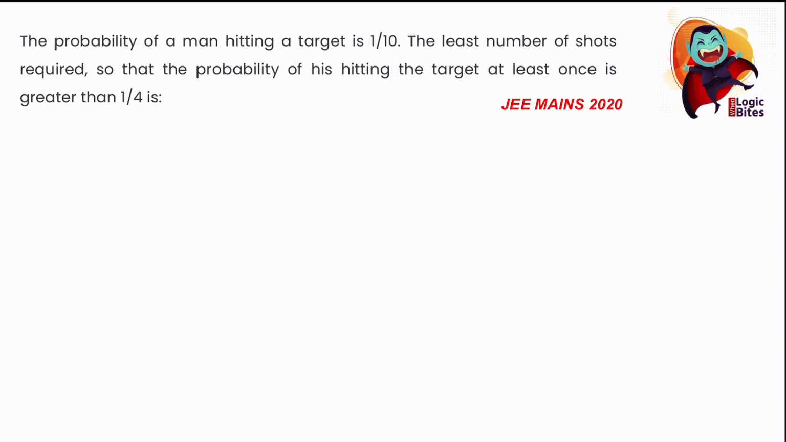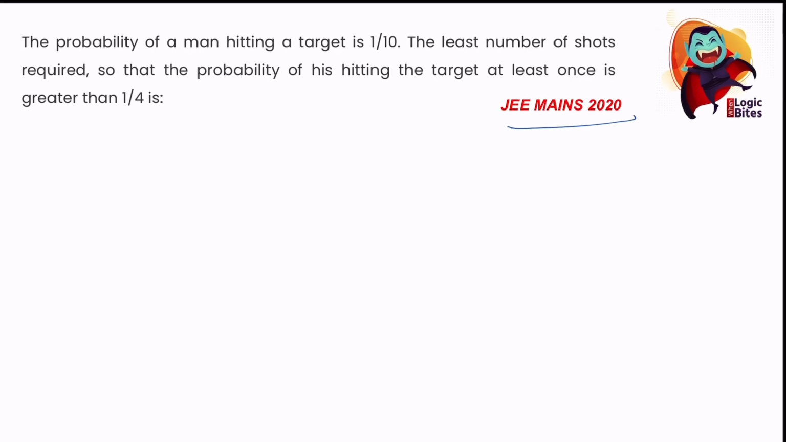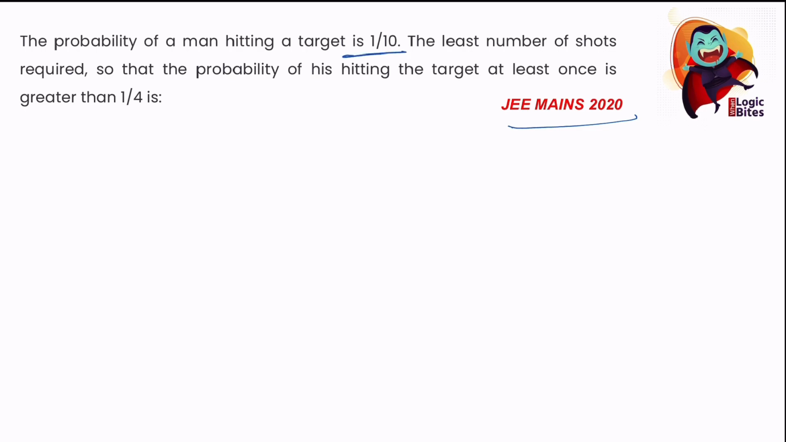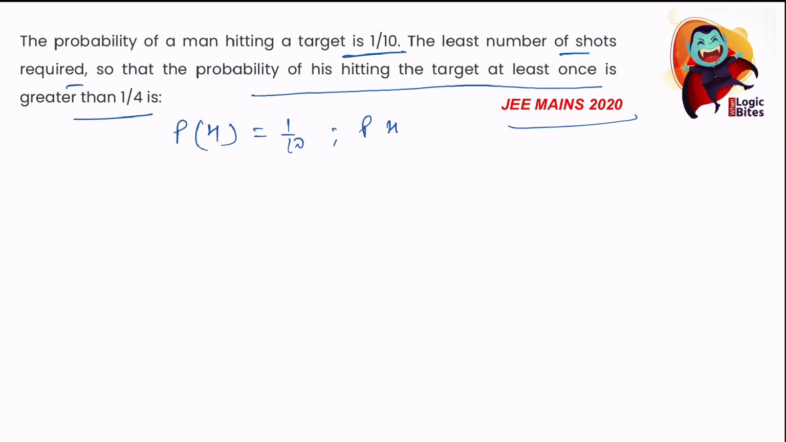This has come in JEE Mains 2020. So probability of a man hitting a target is 1 by 10. The least number of shots required so that the probability of his hitting the target at least once is greater than 1 by 4. So, let's denote it like this. Hitting the target is 1 by 10, so not hitting the target will be 9 by 10. Now, the least number of shots required so that probability of his hitting the target at least once is greater than 1 by 4.